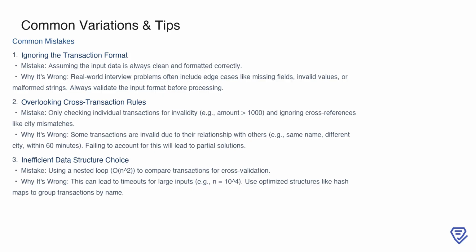Finally, using inefficient data structures, like nested loops, to check transactions against each other can quickly lead to performance issues when dealing with large datasets. Opting for optimized structures, such as hash maps, can make your solution much more efficient and scalable.